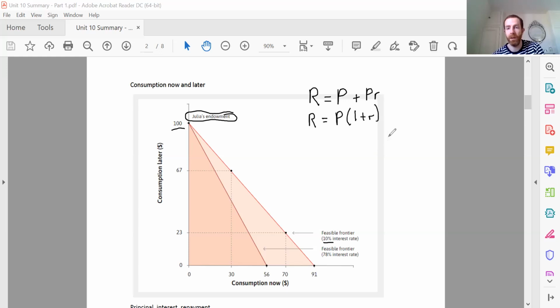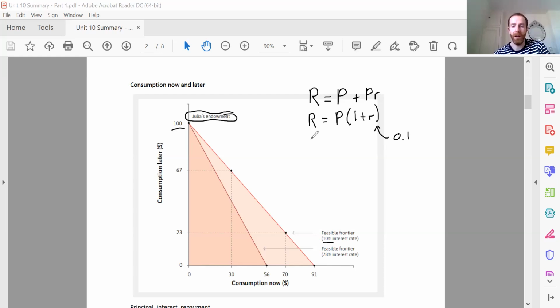Now, that r in our case is 10%, so I want to convert it into a decimal. In our case, it would be 0.1. This is a really useful equation for determining the outcome of different choices that Julia is going to make.